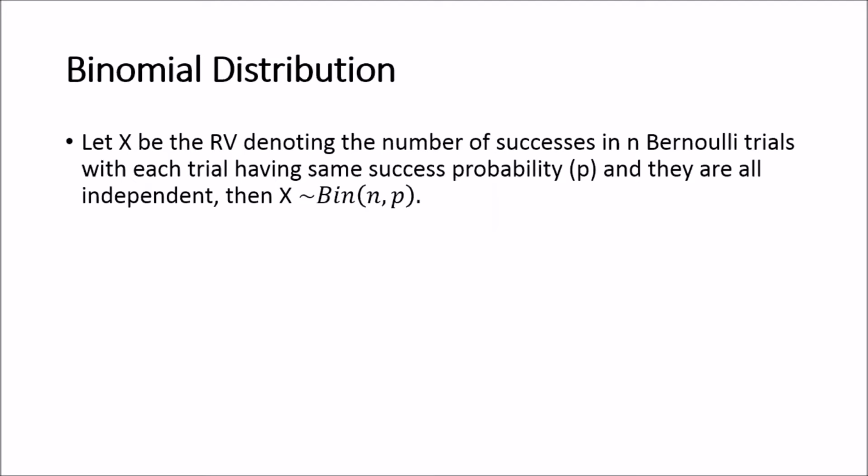So let x be a random variable denoting the number of successes in n Bernoulli trials, with each trial having the same success probability p, and they are all independent. Then x will be distributed binomially with n number of trials and a success probability of p.